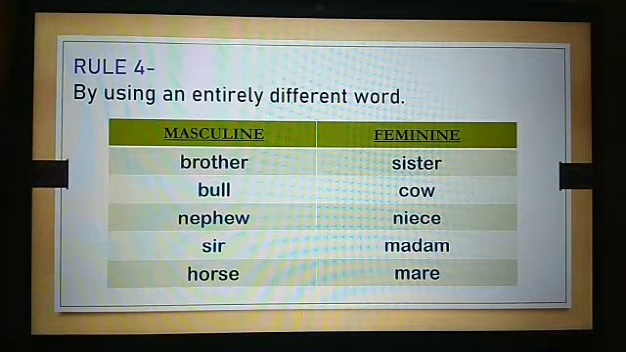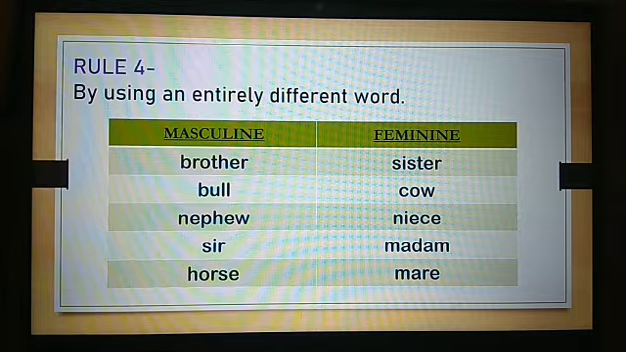Rule 4. By using an entirely different word, we can find the feminine gender of many masculine nouns. Now we can see masculine, we have brother. Feminine is sister. Bull, cow. Nephew, niece. Sir, madam. Horse, mare.